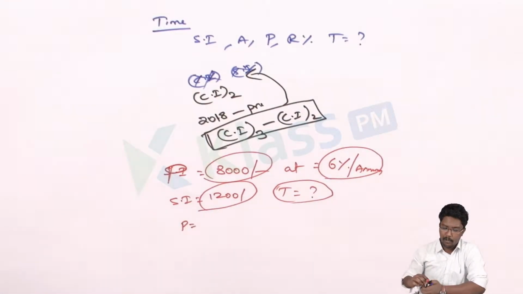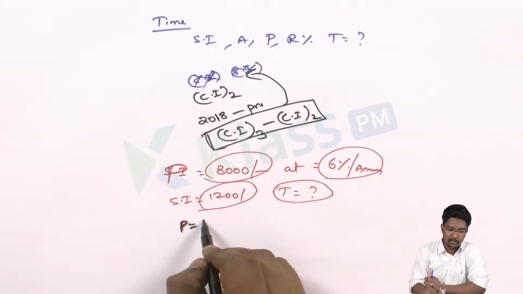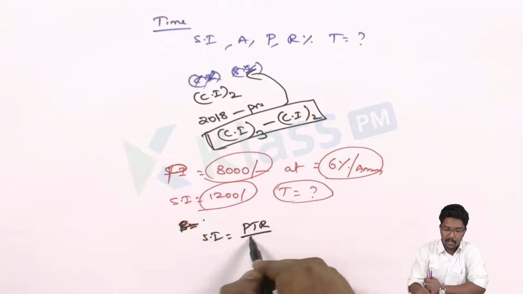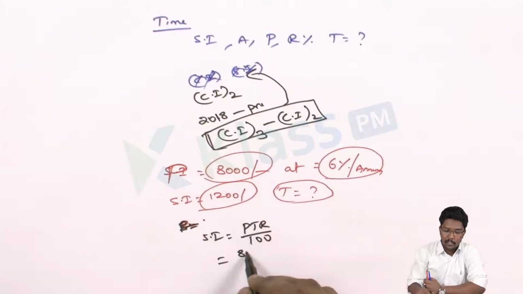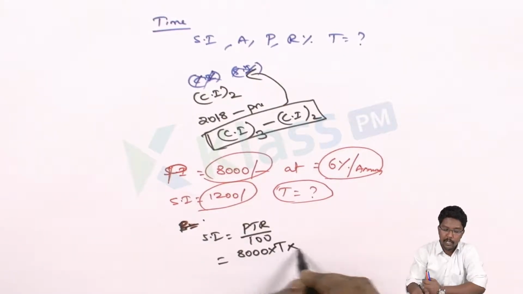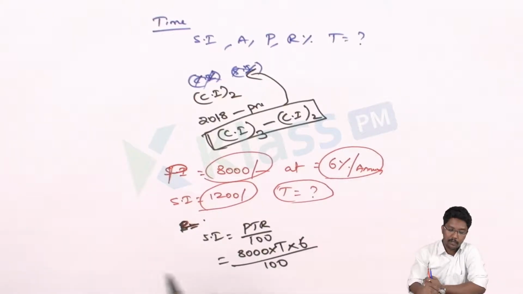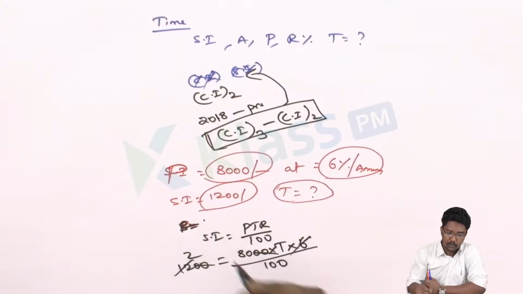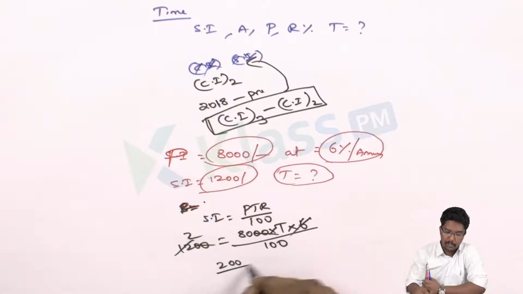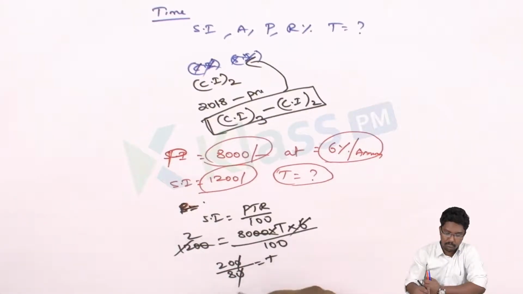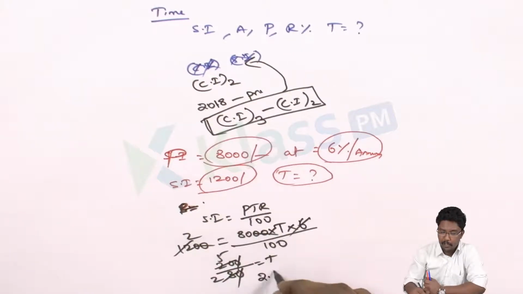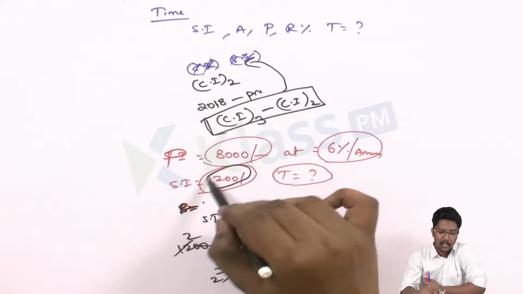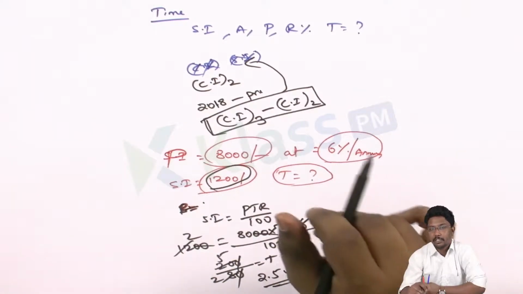Simple. If you go by formula, simple interest equals PTR by 100, means 8,000 into T into 6 by 100. We don't know the time period, we know the rate of interest, and we know the simple interest. Try to cancel this, then it is 2. So 200 by 80 equals T, means 2.5 years, 5 by 2. For the 2.5 years time period, I am paying 1,200 rupees at the rate of 6% per annum.